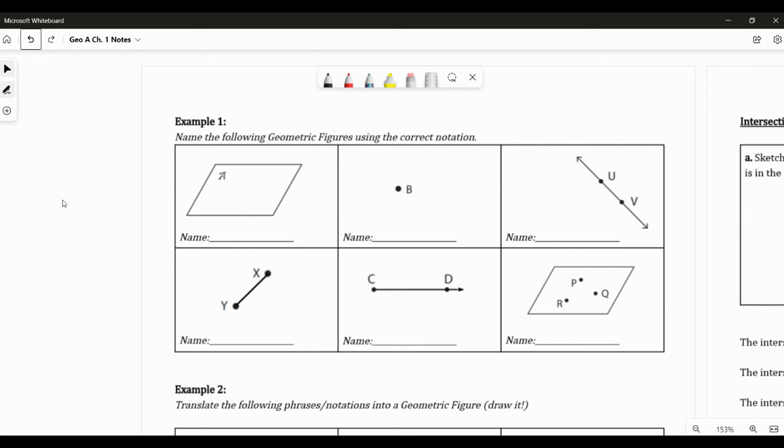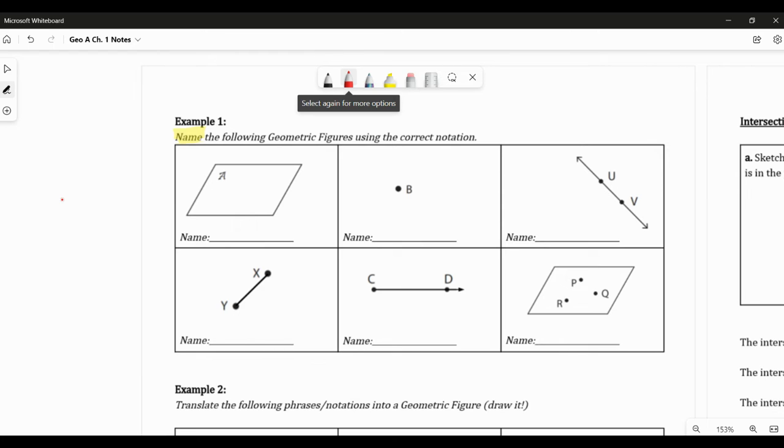All right, so if I take a look at example number 1, what I'm being asked to do is to name the following geometric figures using the correct notation. And so let's take a look at this together.